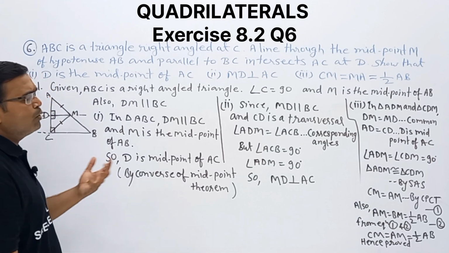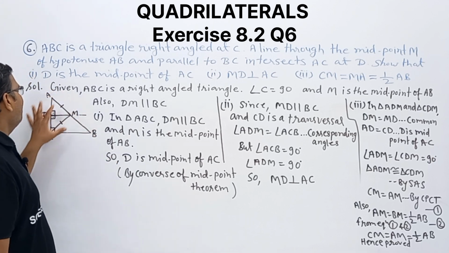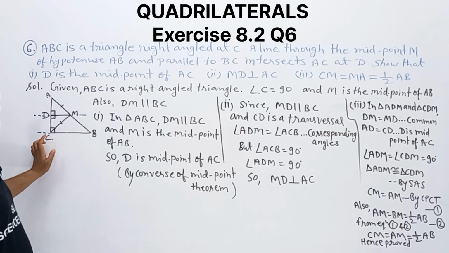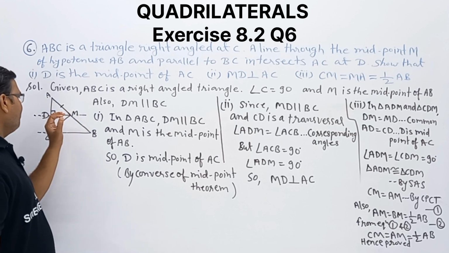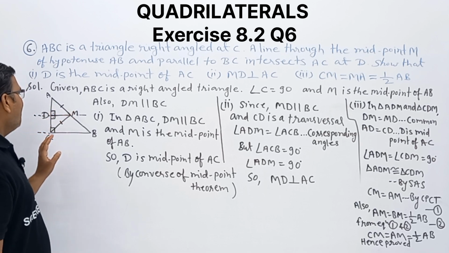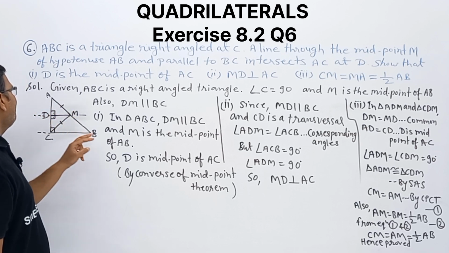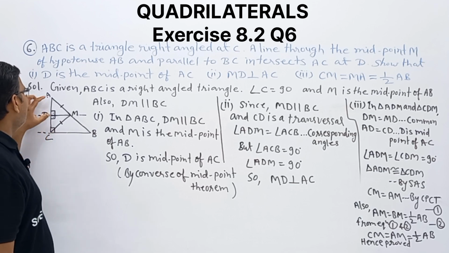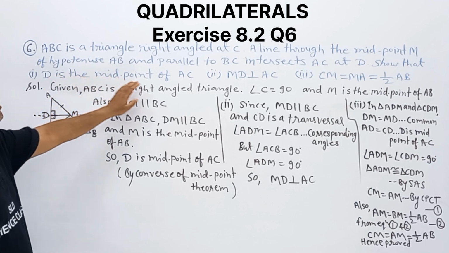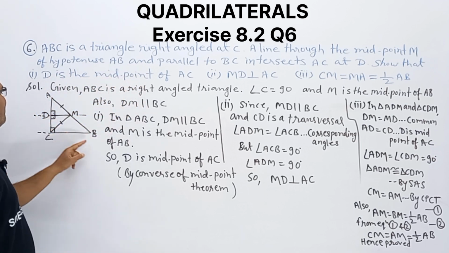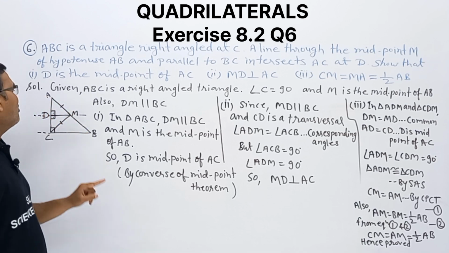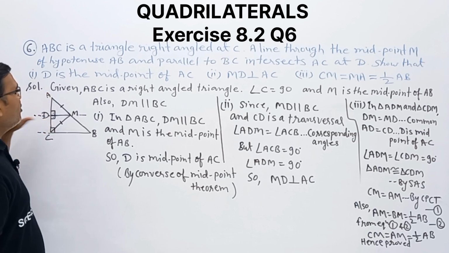Observe again what we are doing in these questions. Three questions we are having, all are easy. In the question we have a right angle triangle, right angled at C. AB is the hypotenuse, in which we have a midpoint M, and MD is parallel to CB, and D is intersecting AC. We want to prove that D is the midpoint of AC. Since MD is parallel to BC and M is the midpoint of AB, by the converse of the midpoint theorem we can say D is the midpoint of AC.